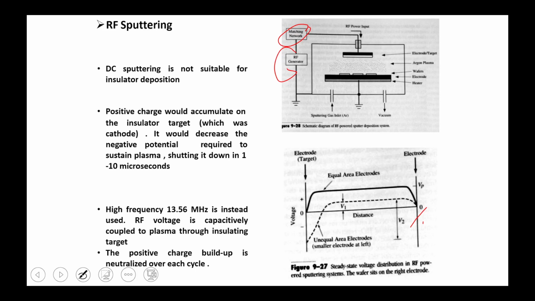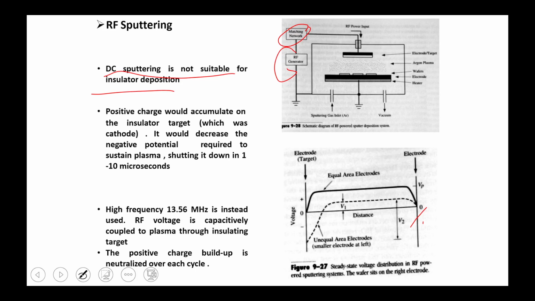So what if DC sputtering is not suitable for insulator deposition? Insulator means they are not conductive. Metal is conductive, but oxide is not conductive. SiO2 is not conductive. In that case we use RF.